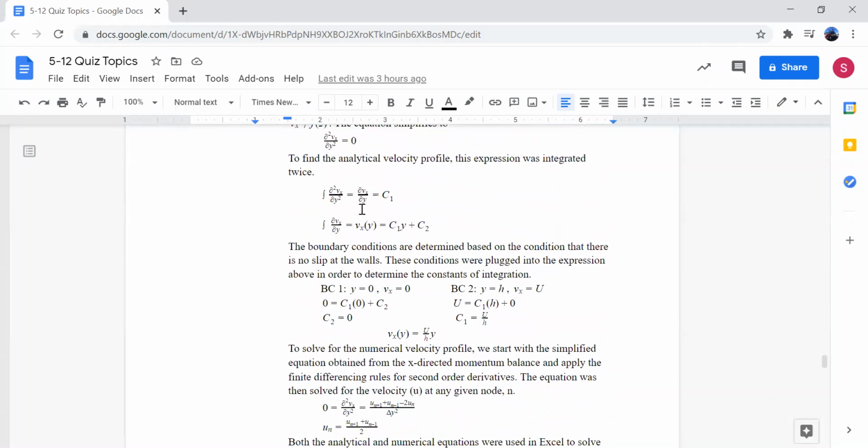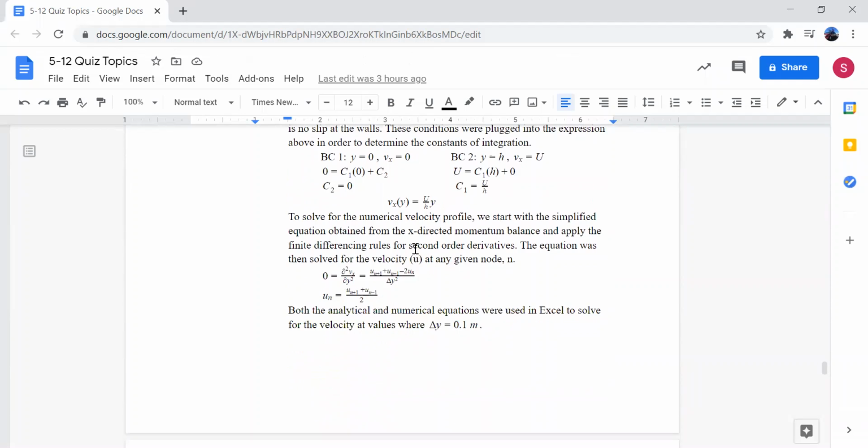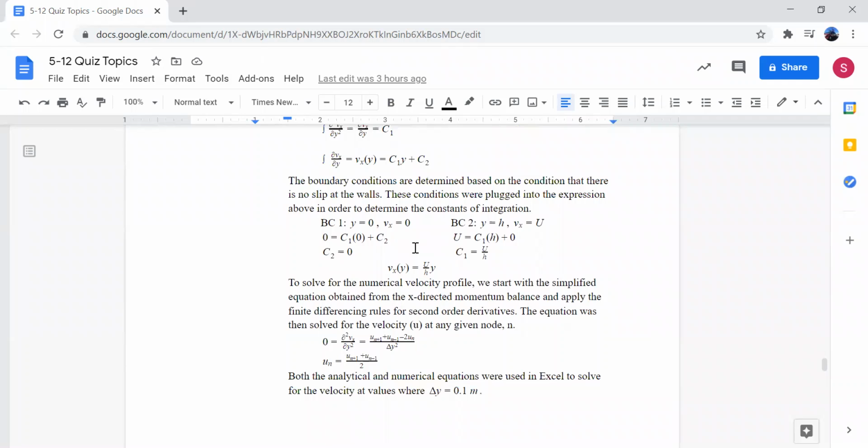Okay, and then if we integrate twice, we get this equation with two constants, and we have to apply our boundary conditions in order to solve for them. So our first boundary condition is no slip at the walls. At y equals 0, the very bottom, there is no velocity because it's stationary. And then at the top, where y equals h, the boat is moving, and so the velocity is equal to u. We can plug those all in, and we get that our velocity profile is equal to this. This is our analytical velocity profile.